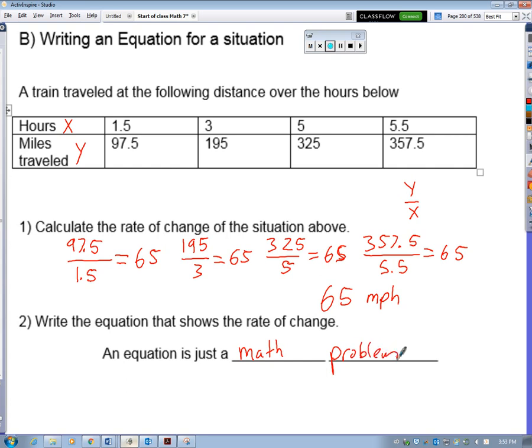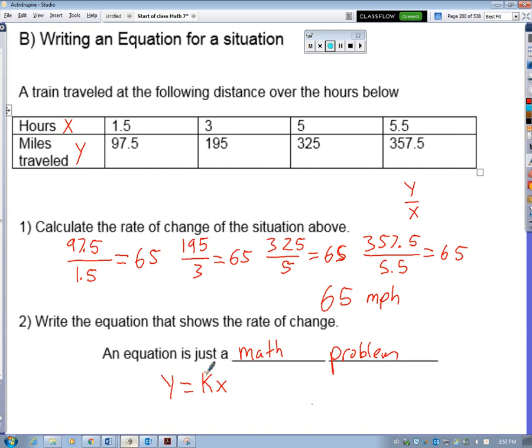Okay, an equation is just a math problem, and here's how people like to write this math equation. People that like to do math, this is how they like to write it. Here's some more algebra for you. They like to write it like this. They like to say y equals k times x. Alright? And this k is just a letter that represents the unit rate, the rate of change.